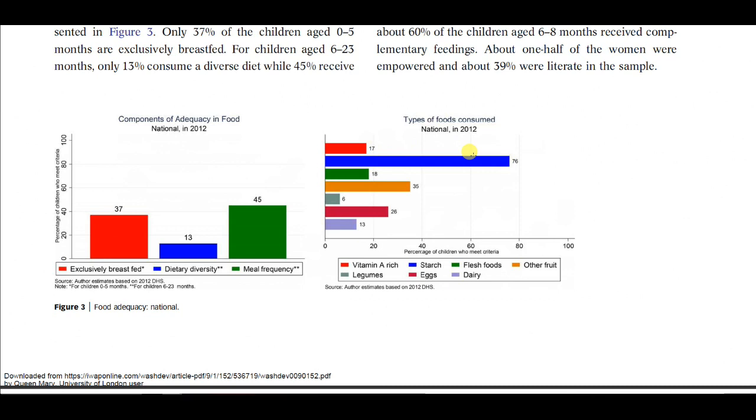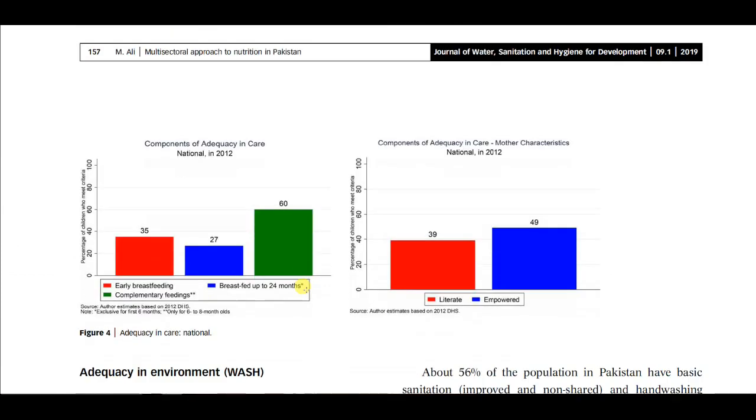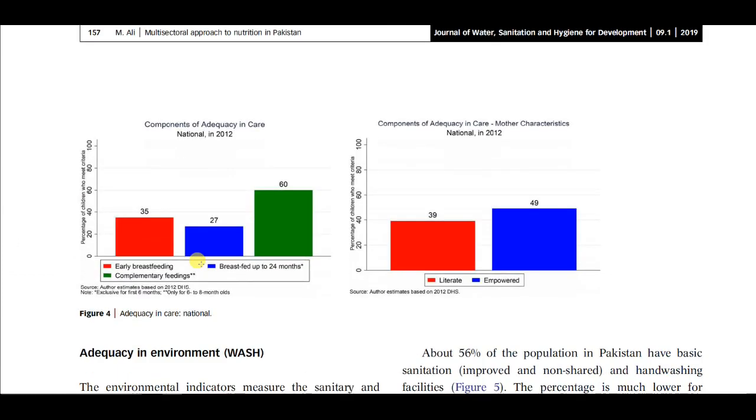So the highest one is the blue one, which is starch. And the lowest one is, which one is it? Legumes, 6%. Early breastfeeding is 35%, and complementary feeding is the highest, 60%. And empowerment is 49%, meaning 49% of the women in Pakistan either alone or jointly take decisions regarding their health.